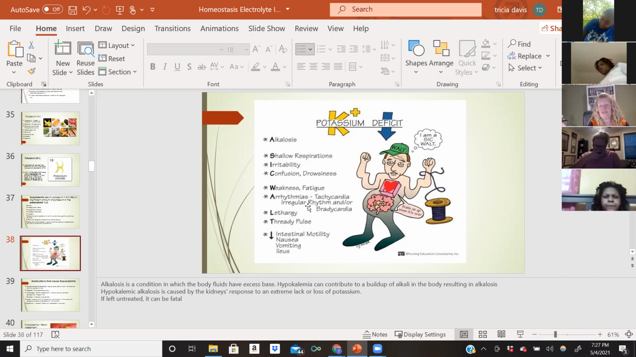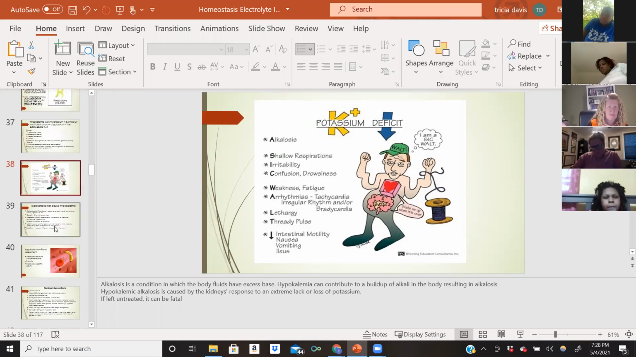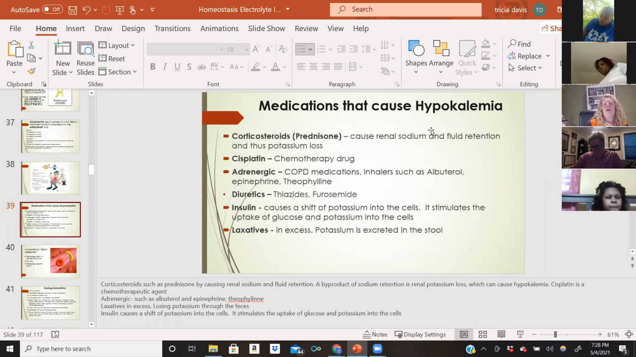They can present with a thready pulse, and then their intestinal motility is going to be decreased. Nausea, vomiting, you might see, and they might present with an ileus. Okay, so this is a nice little mnemonic to help you remember. We also have medications that cause hypokalemia.